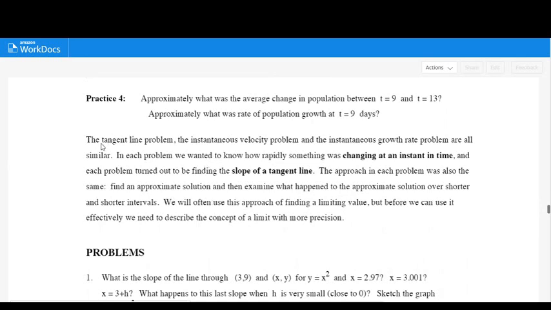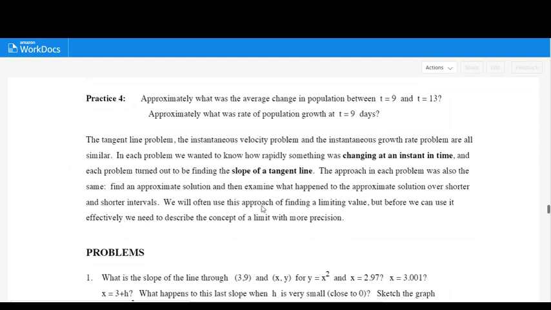So to wrap up, the tangent line problem, the instantaneous velocity problem, and the instantaneous growth rate problem are all similar. So same lang sila, no? Kasi nga ang ginagamit kay instantaneous velocity at saka ka instantaneous growth rate problem is the tangent line problem. In each problem, we wanted to know how rapidly something was changing at an instant in time. And each problem turned out to be finding the slope of a tangent line. Yan, the approach in each problem was also the same. So find the approximate solution and then examine what happened to the approximate solution over shorter and shorter intervals.